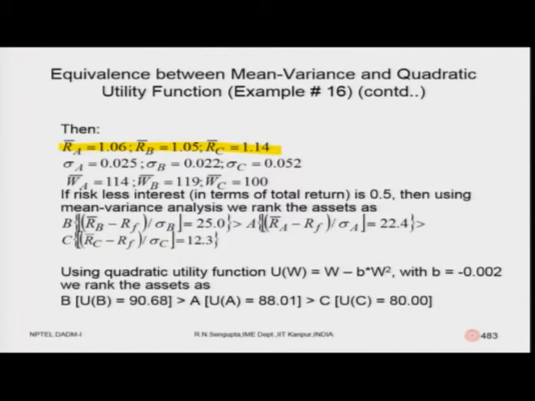The corresponding values of sigma are given by 0.025, 0.022 and 0.052, and consider that the weights we are considering are as given, and the weights average, which you want to find out, are 114, 115 and 100. Now, if you want to find out the risk or the interest rate in terms of the total returns, it has to be either greater than or less than 0.5 something.